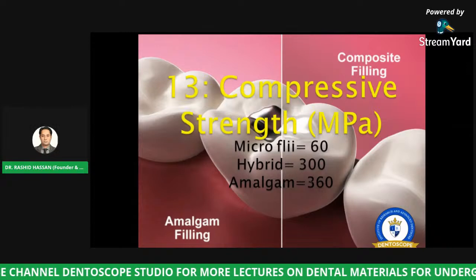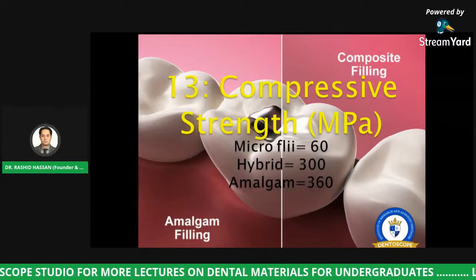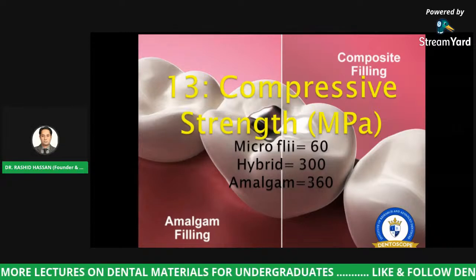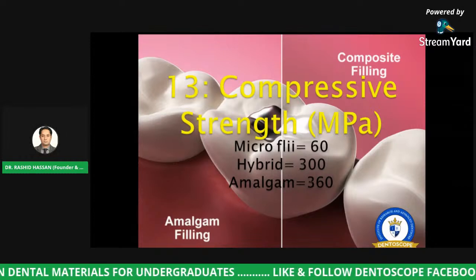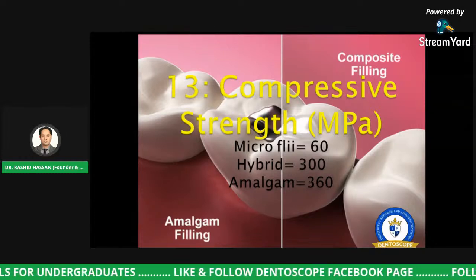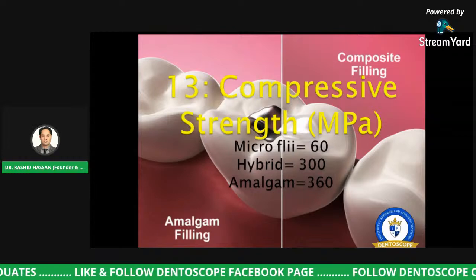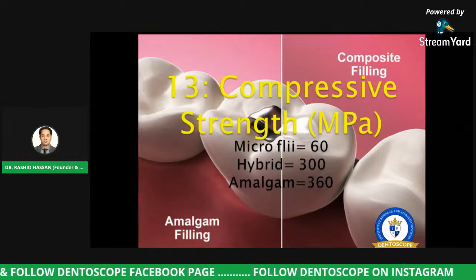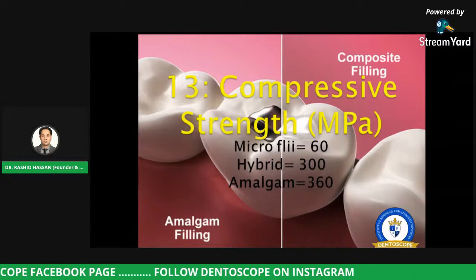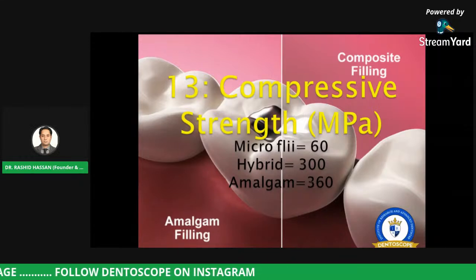has 360 megapascals compressive strength, which is much better than both types of dental composite restorations, either microfilled or hybrid. Hybrid being the better one of the dental composites, but still the compressive strength is less as compared to dental amalgam.